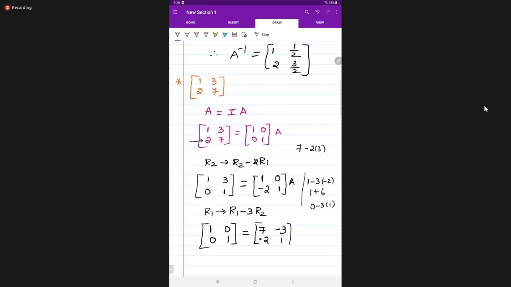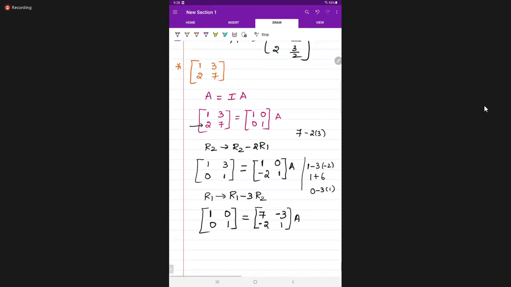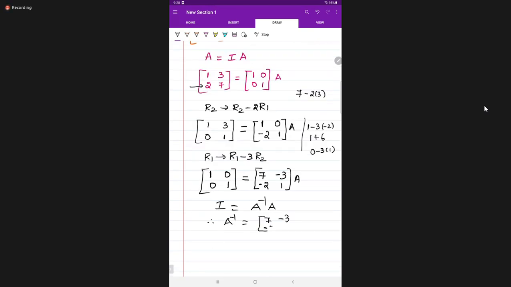Minus 3 into 1 is minus 2. Check the answer, all of you students. Same answer only. A inverse into A, so therefore what is I? You got the same answer, no? It's correct only. This is a board problem, ma'am.